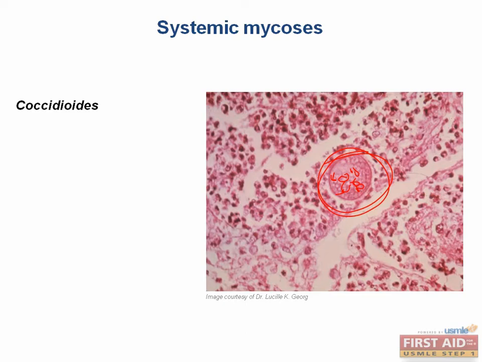Coccidioidomycosis has been linked to earthquakes in California, which tend to disrupt the soil and throw spores into the air where they are inhaled and then become spherules in the lungs.